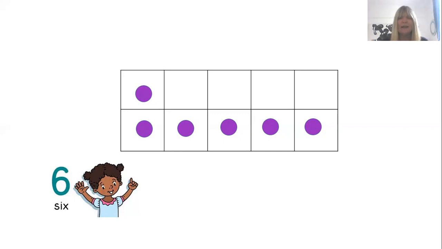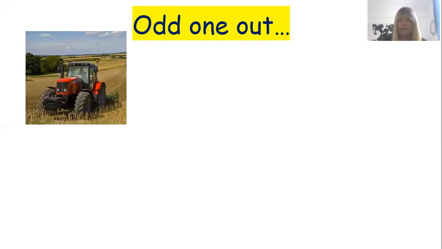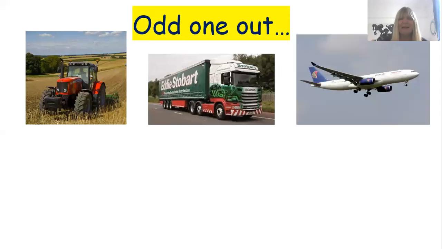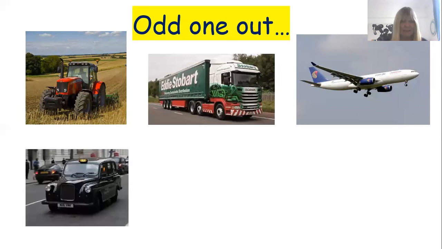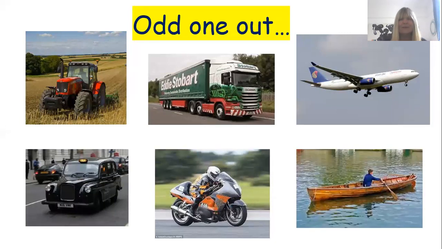Okay, moving on. Next up is, my favourite, odd one out. Now I'm going to show you some pictures, and I want you to think, talk to your family, which one of these is an odd one out? Are you ready? Okay, that's the first picture. A tractor, that's right. Next picture. A lorry. An aeroplane. A taxi. A motorbike. And a boat.